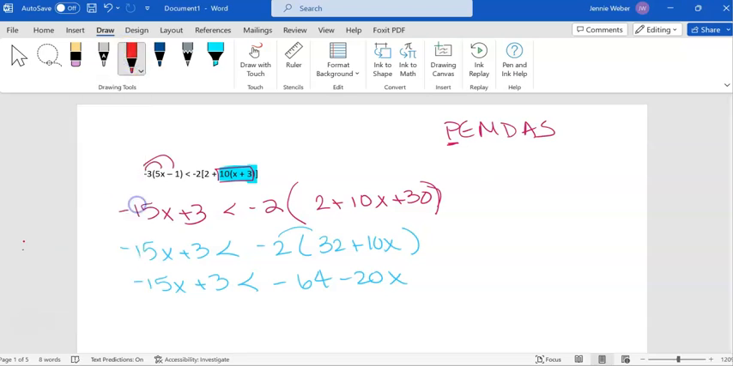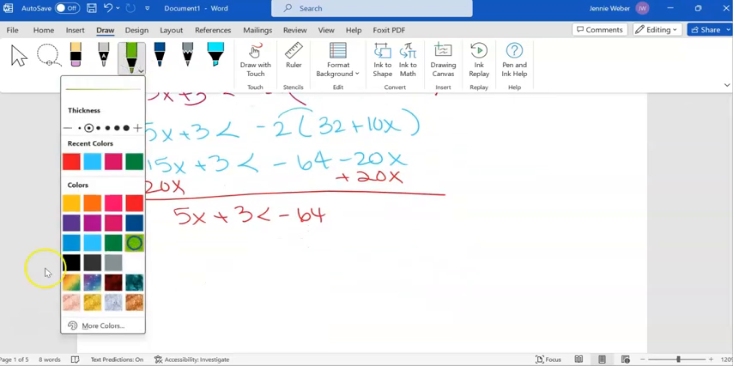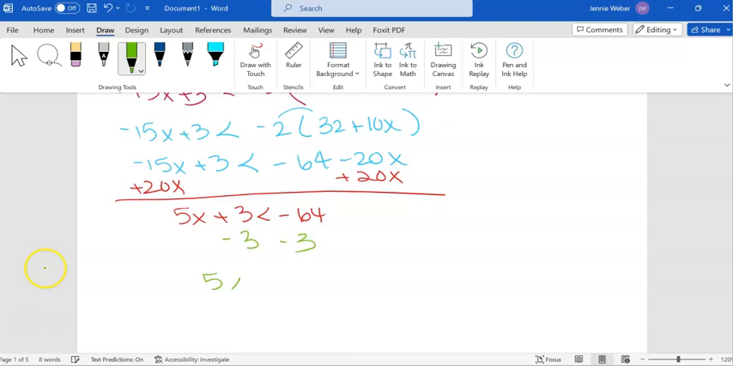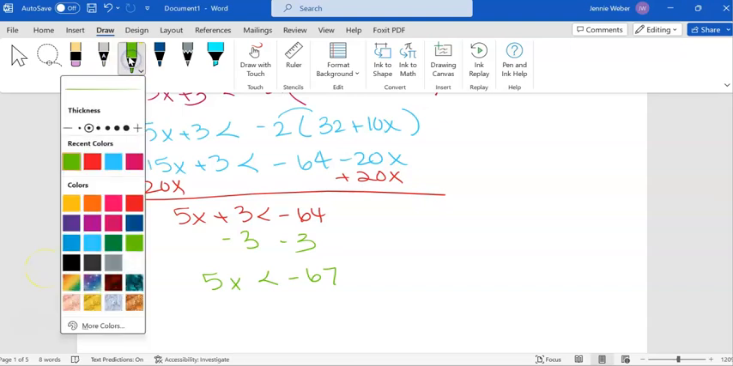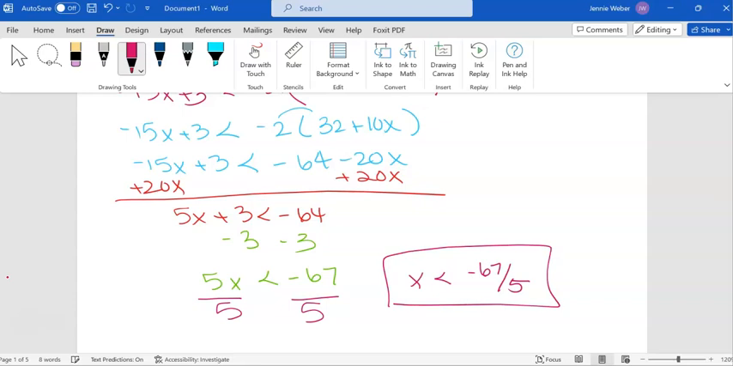Now I need to start moving across my inequality sign, just like I would if this was an equal sign. There's really nothing different unless I have to divide or multiply by a negative number. So I'm going to add 20x to both sides. You could do the opposite way, but I like positive numbers. And then I am going to subtract 3. At this point, I have done nothing that I wouldn't do in a regular problem. Then this last step, I'm going to divide by 5. Now, I'm dividing into a negative number, but not by a negative number. So nothing changes. So this is my simplified answer.